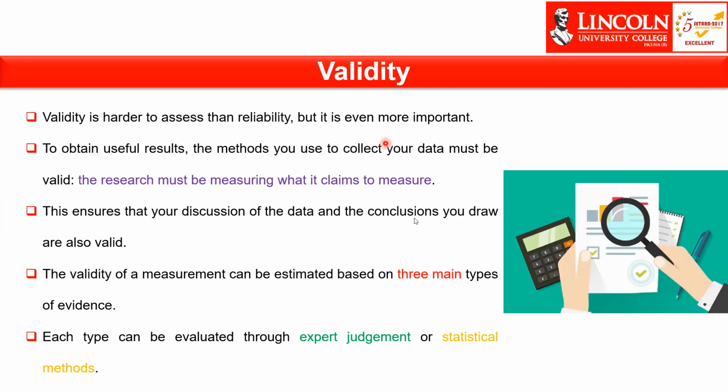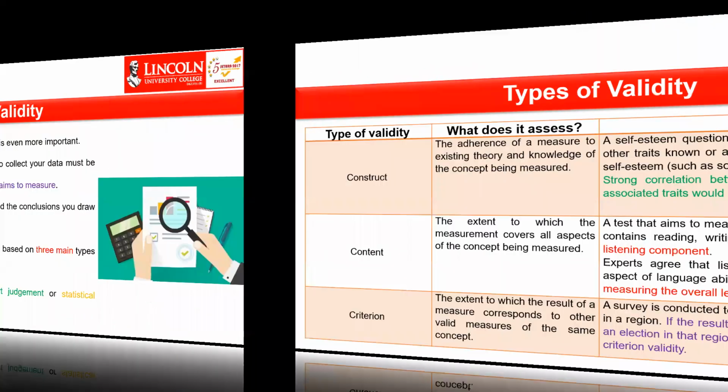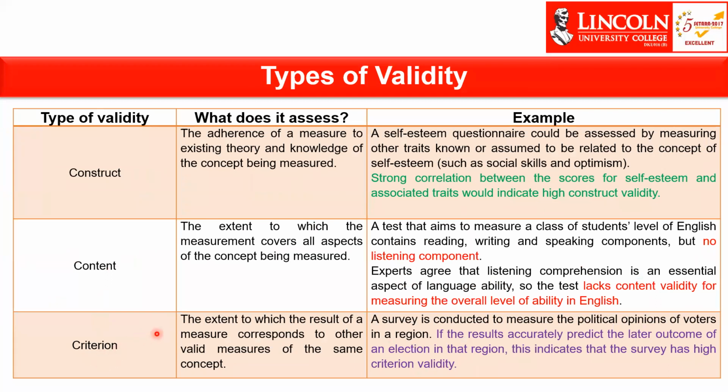You are going to report that the validity of your tool was tested using a particular method. Or you can use a statistical method to do this. These are the two methods by which you can check the validity of your measurement tool. I further explain here what these three main types are: construct, content, criterion, depending on what you want.